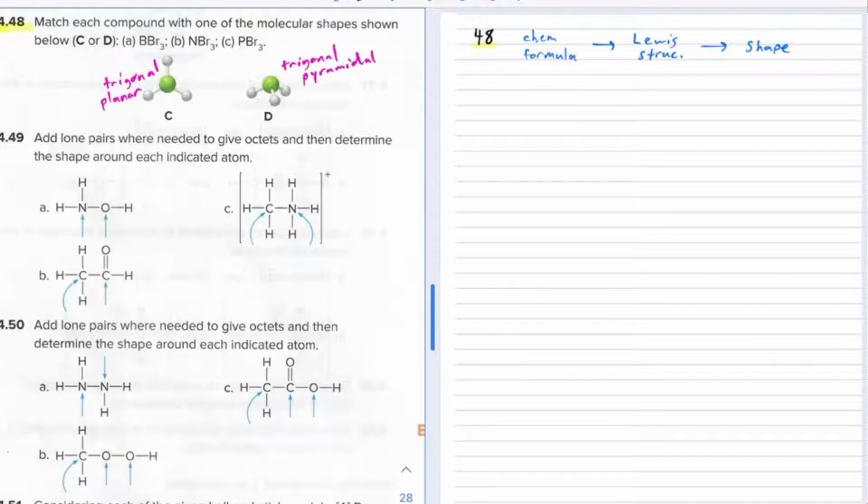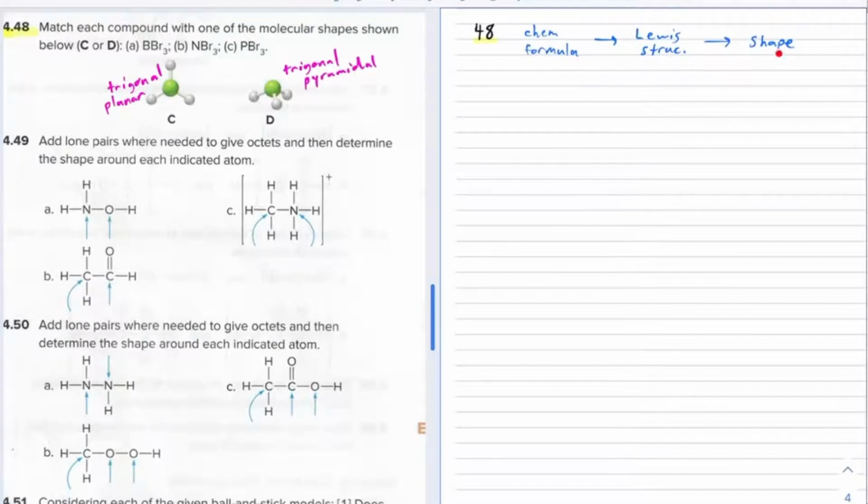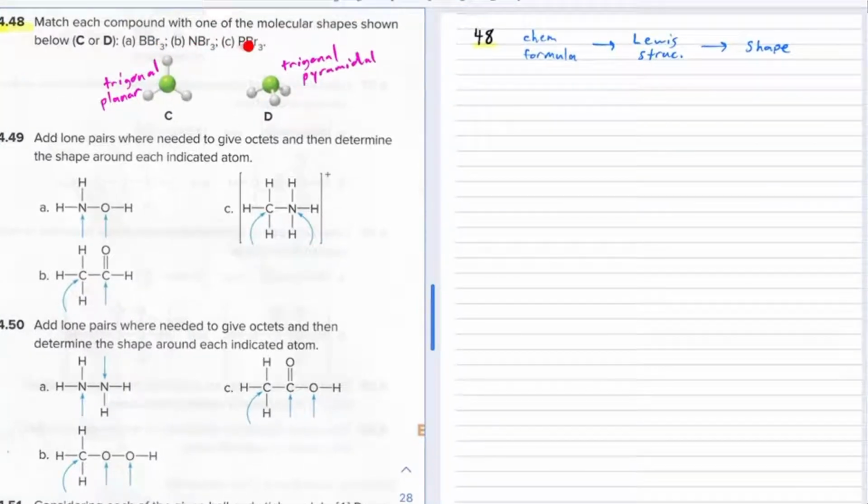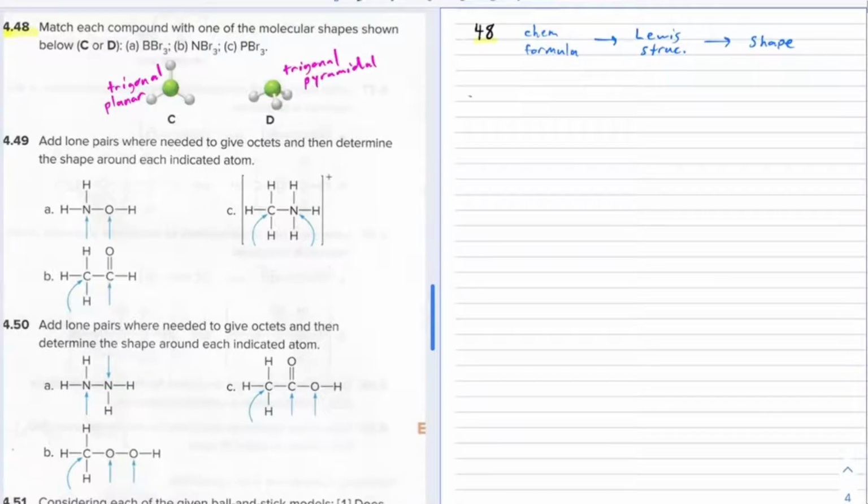All right, now let's just go through the proper steps to get to the shape for these three. And then once we get the shape, we can see, is it this one or is it that one? Okay, so how about A? The formula is BBr3. BBr3, by the way, is called boron tribromide.